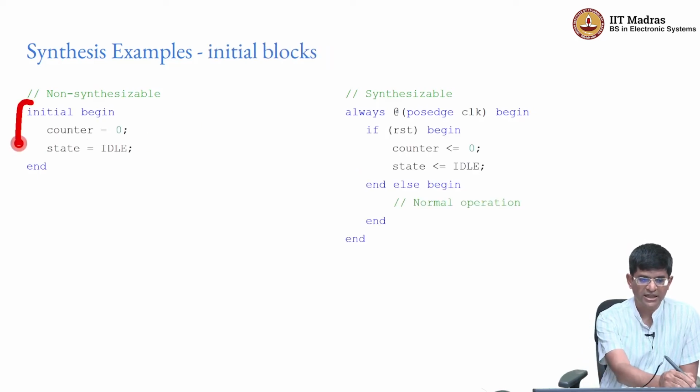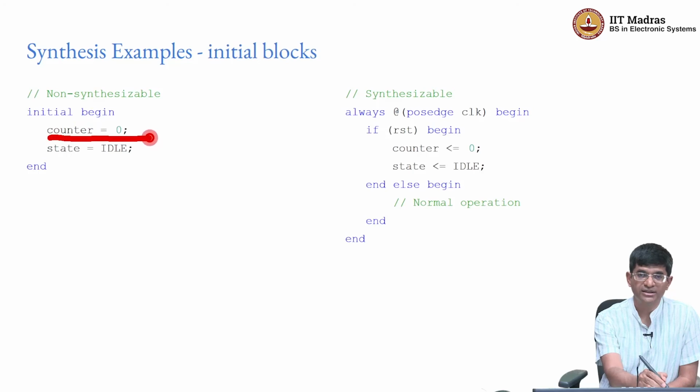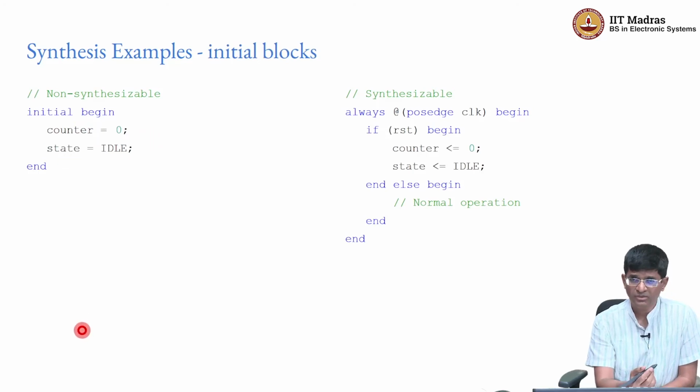Once again, initial blocks, right, where I try to set the initial conditions, counter equal to 0, state equal to idle, doesn't work because there is no concept of initial except if I have an explicit notion of a reset, right. If I bring in an RST signal over here, then that's easy. I can actually say counter equal to 0, state equal to idle when the reset condition is applied, else go through normal operation. This is how you do initialization in the context of actual synthesizable hardware.